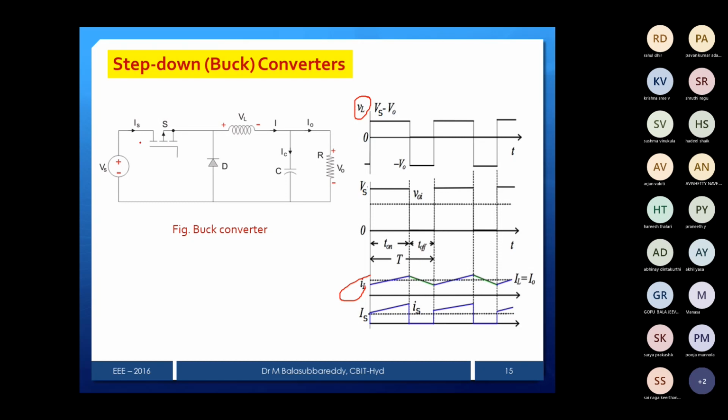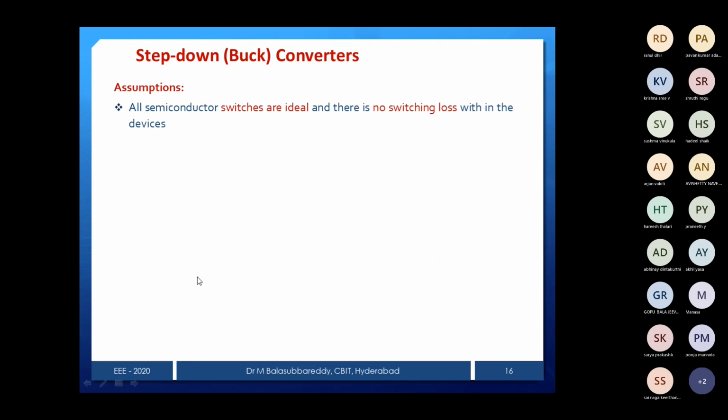So now, when the switch is closed, you will get Vs minus Vout across the inductor. When the switch is open, only this voltage appears across the load, but the polarities are different. That's why it is minus Vout. That's all. Now we will see the derivation part one by one. Before that, there are assumptions. I already mentioned them in the previous slide also.